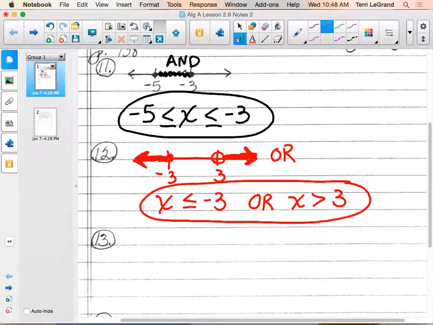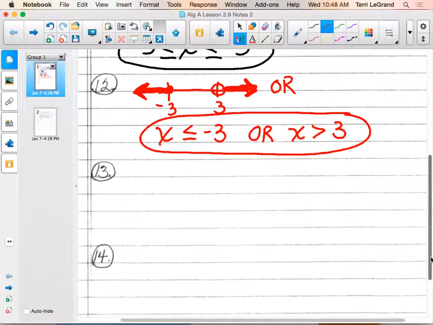Yes, you still could. You could have it the same way. It still would be correct. -3 is greater than or equal to X. That works also. Any other questions or concerns? Okay, number 13, reproduce the graph on your paper that is shown in the book.